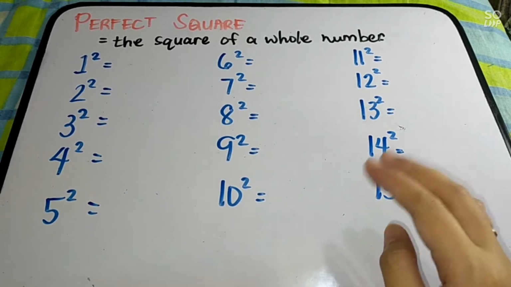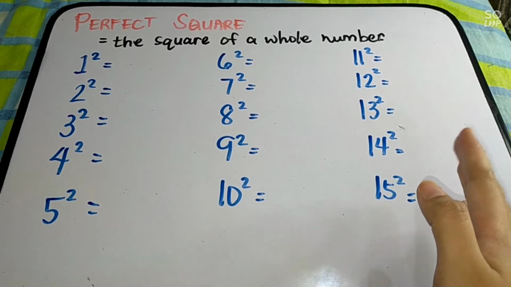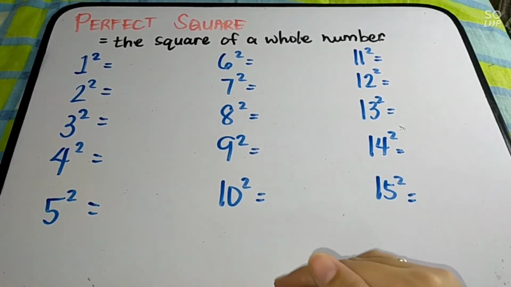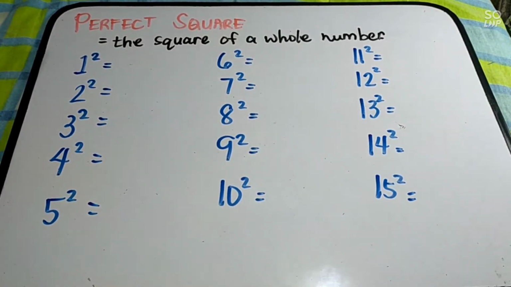Okay? So, bakit nga ba kailangan natin si perfect square number? Para mas madali mong ma-simplify ang mga square root of a number. So, mamaya makikita nyo kung paano. Let us have the square of the following numbers.